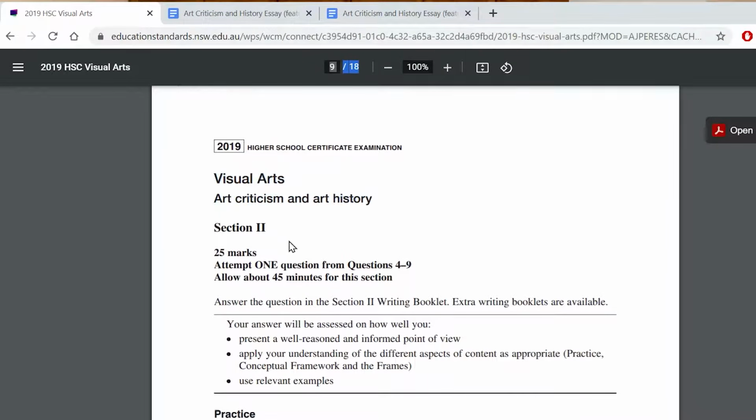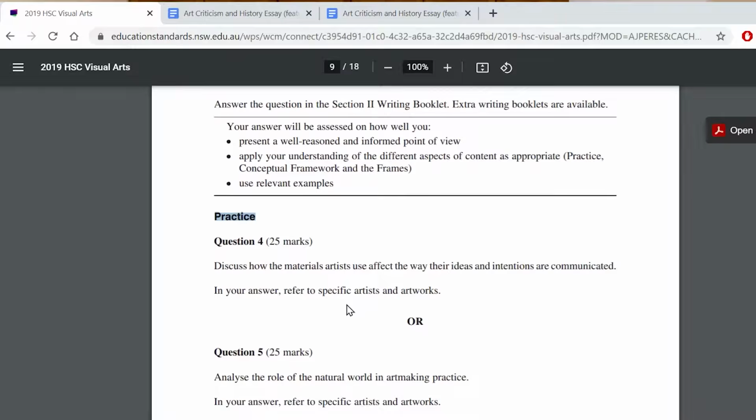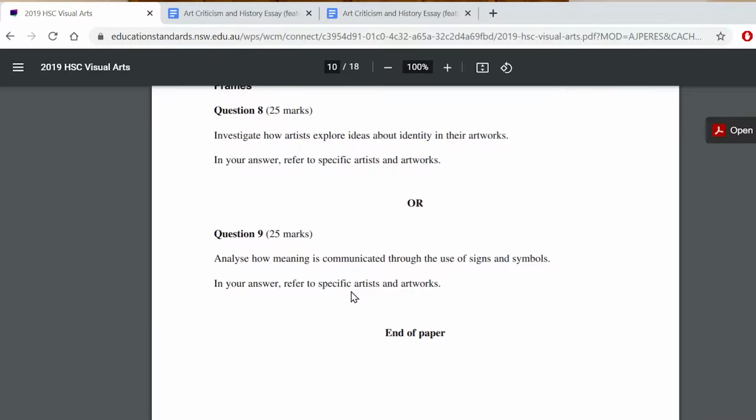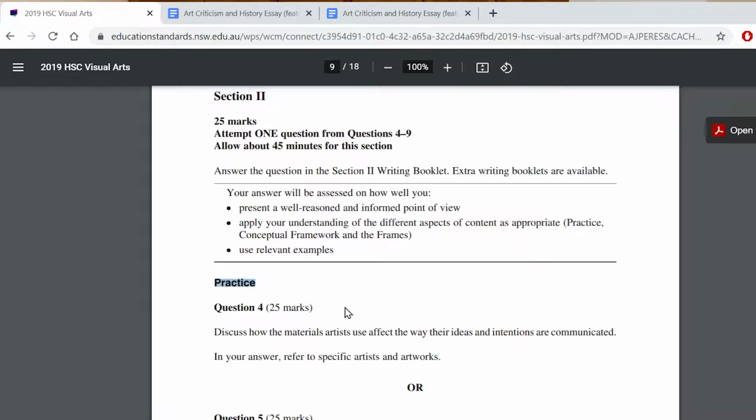So it's in the second section after the first section of short answers. As you can see, you'll be picking 1 question from 6 options. The 6 questions are split into 3 different sections. The first is practice. You'll see that these questions focus on the creation process of the visual artist. These questions use words like materials, communicating ideas, or art making.